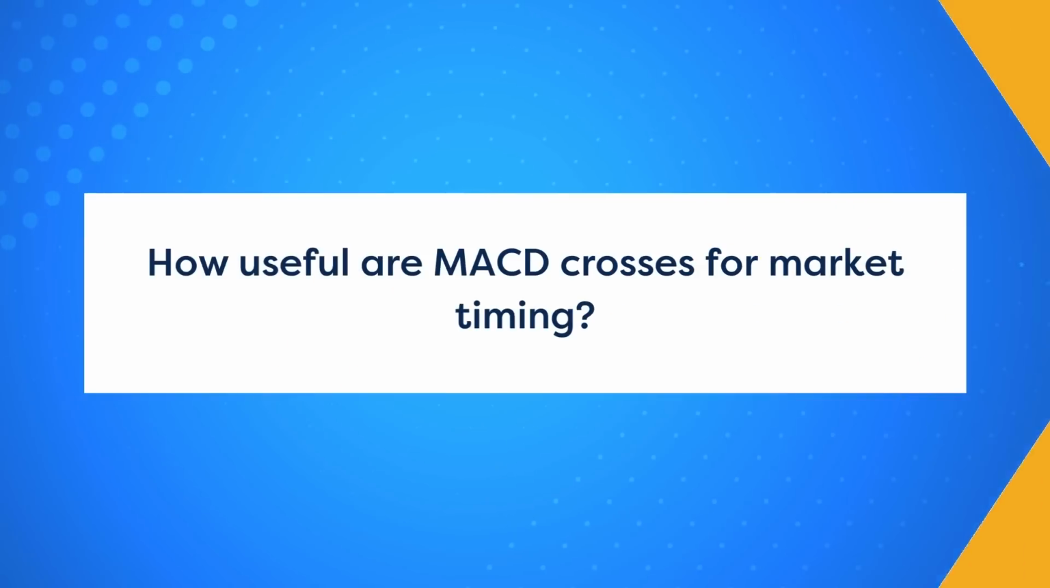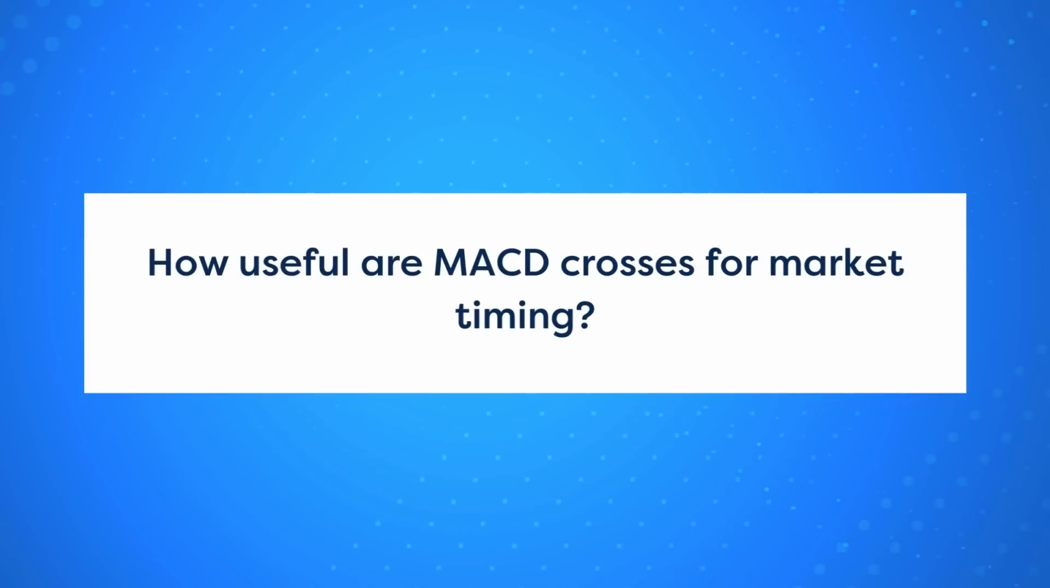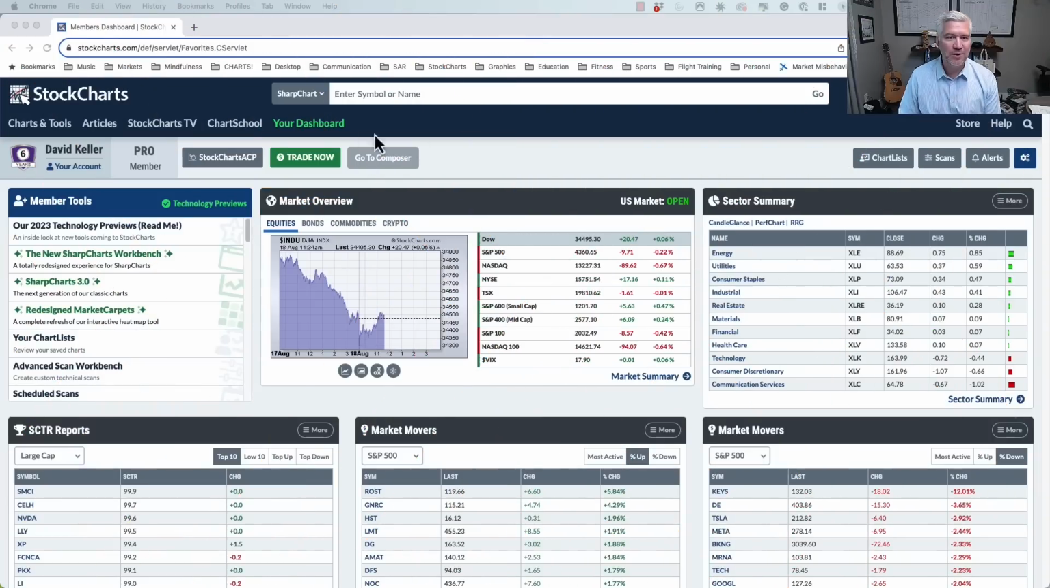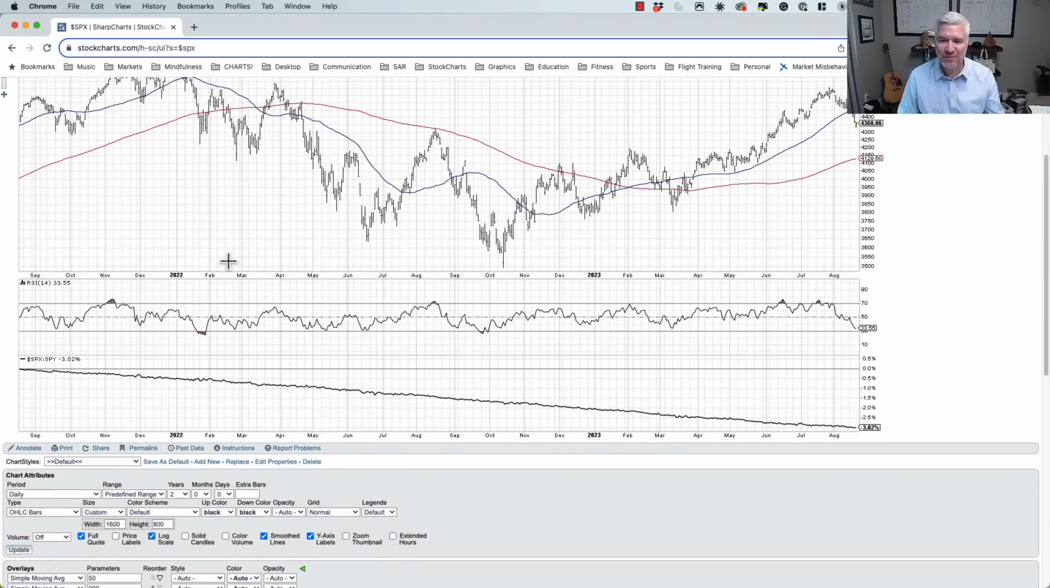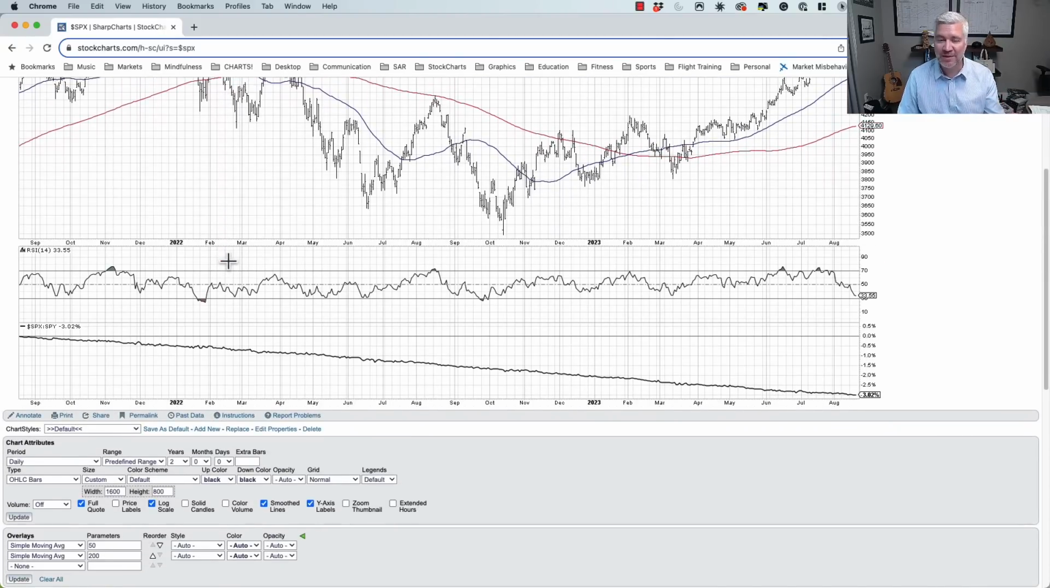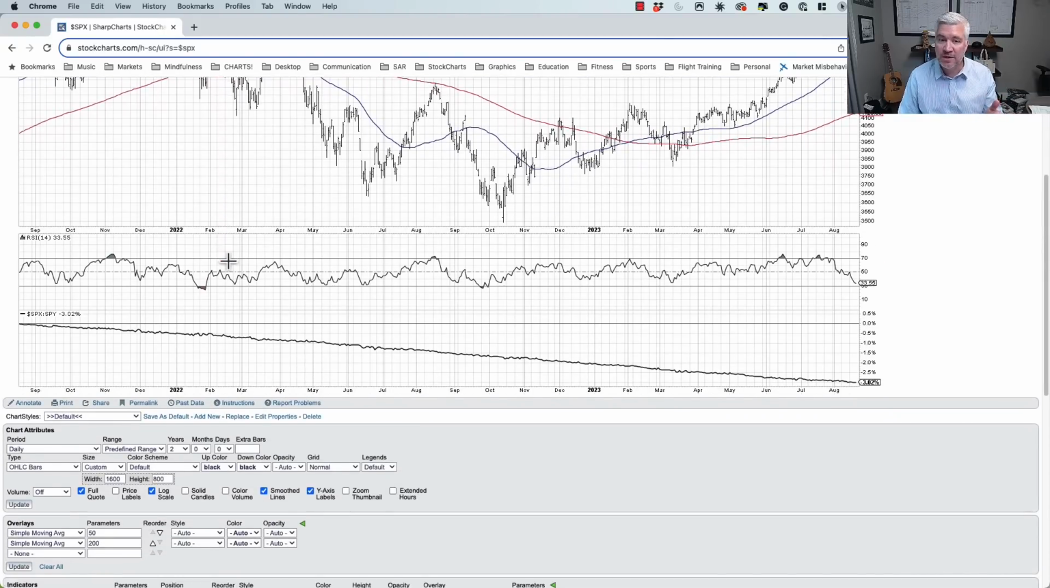Question number 1. Dave, how useful are MACD crosses for market timing? Really interesting question, and I guess there's the short answer and the long answer. How useful are they? Pretty useful, I would argue. That's my initial basic assessment of it. Whether they're useful, I think that's clear. How they're useful, I think, is where you need to think about it.